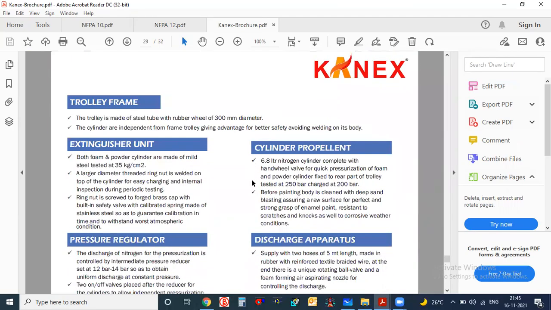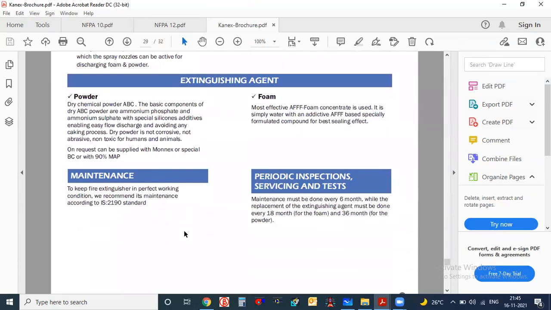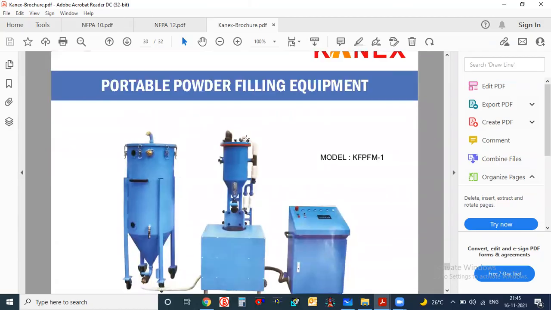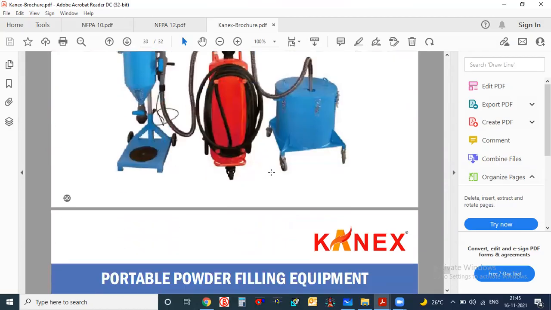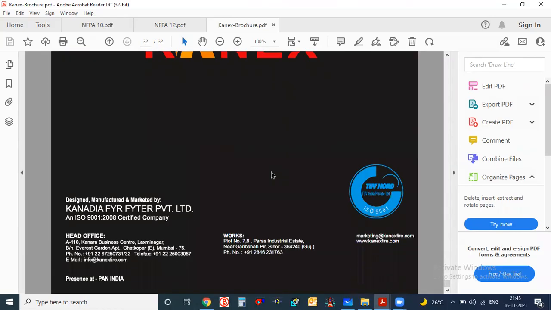It is included here, and they have given the extinguishing agent cylinder, what will be the cylinder capacity, what is the hose length capacity, everything is given here, and where it can be used. Portable powder filling equipment, these things are, I think, newly added. So this is something about the Canex.